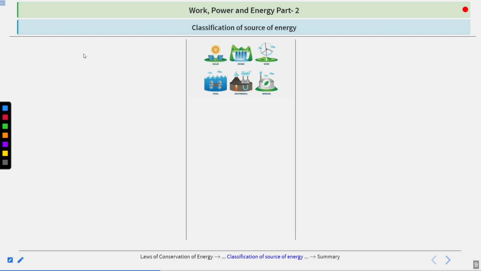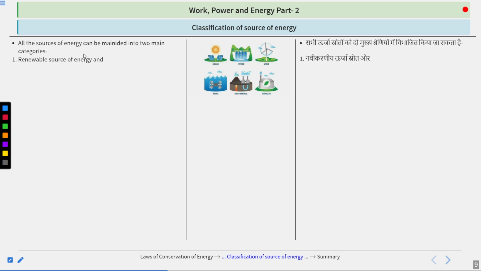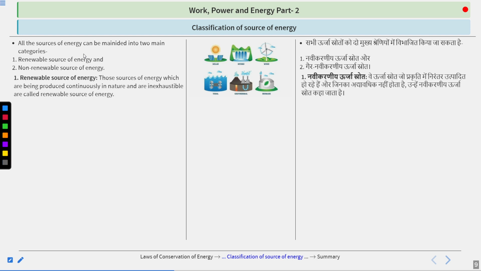Now, how do we classify the sources of energy? All these sources of energy can be organized into two main categories, the two main areas from where we can obtain energy. First, renewable sources of energy. Second, non-renewable sources of energy. Only two: renewable and non-renewable.